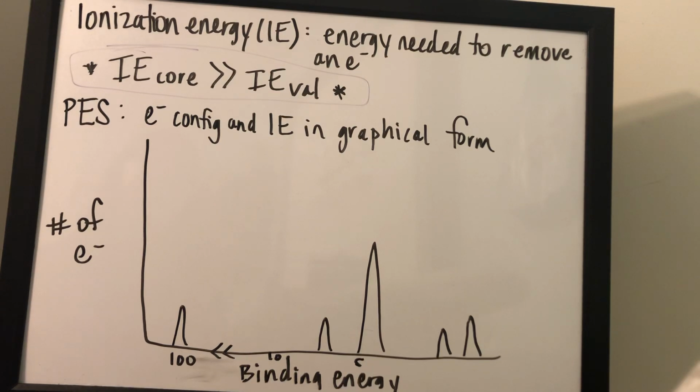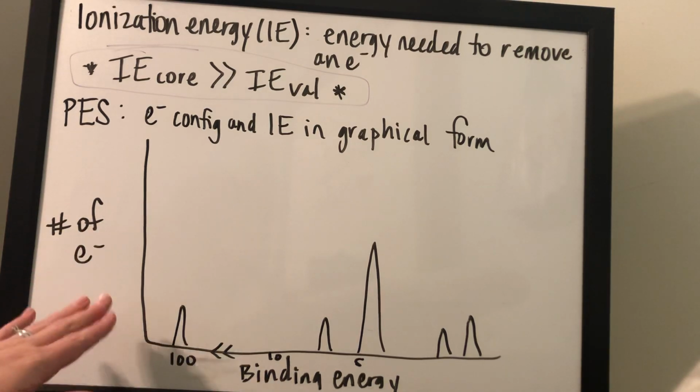If I had to define PES for you, which is the next heading on your paper, what is a PES spectrum? I would say that it's an electron configuration and ionization energy graphical representation. That's exactly what it is. It's the combination of an electron configuration, like 1s1 or 1s2, 2s2, and so on, and the ionization energies associated with each of those electrons in those orbitals. Give or take, all PES graphs look very similar, and this is an example of a PES graph.